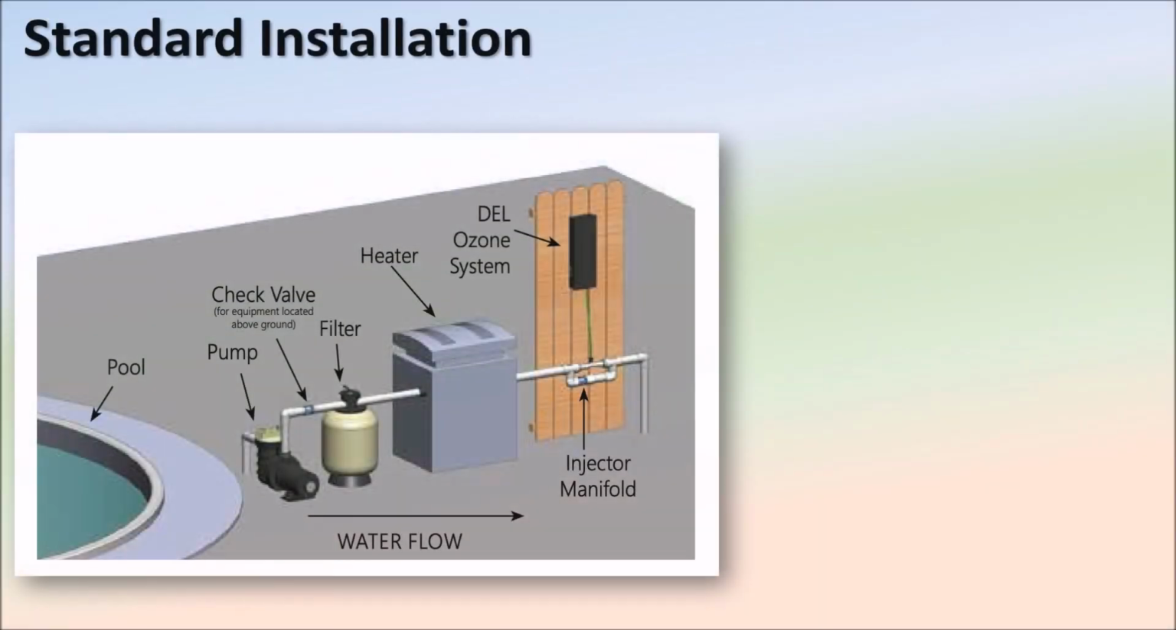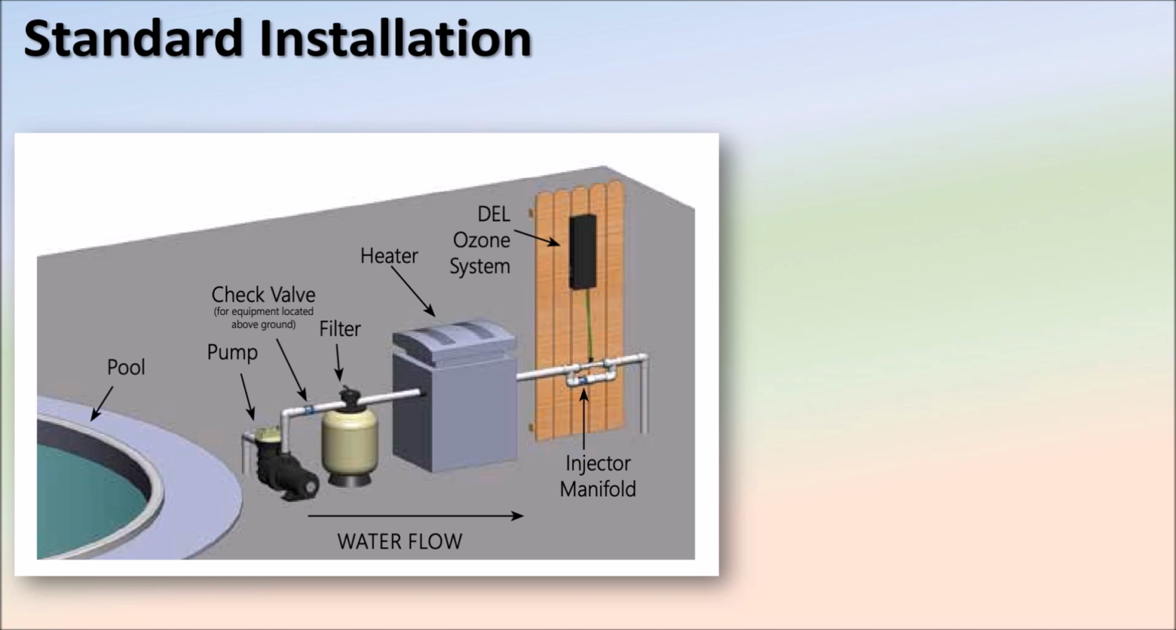Now let's take a quick look at what's involved in the installation of the EC Series ozonator using the standard pressure side injector manifold. I'd be remiss if I didn't mention that a complete EC Series system comes in 2 parts: the ozone unit itself and the installation parts kit. Each item must be ordered separately.